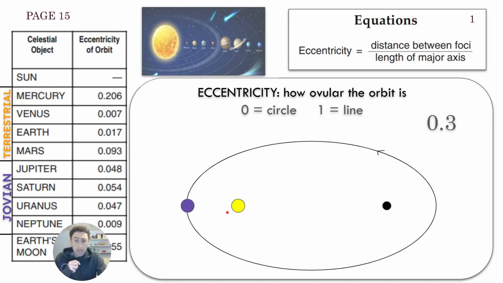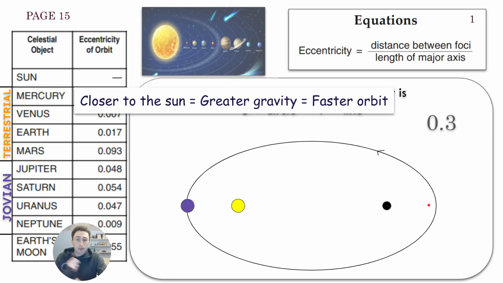Also, the closer the planet is to the sun, the more gravitational attraction there's going to be. Like we said before, the closer two objects are, the more gravitational pull there'll be. Therefore, the planet will go the fastest at that point. So the planet will move the fastest in its orbit when it's closest to the sun. It'll move slowest when it's furthest away from the sun. So the closer to the sun equals the greater the gravity and the faster the orbit.